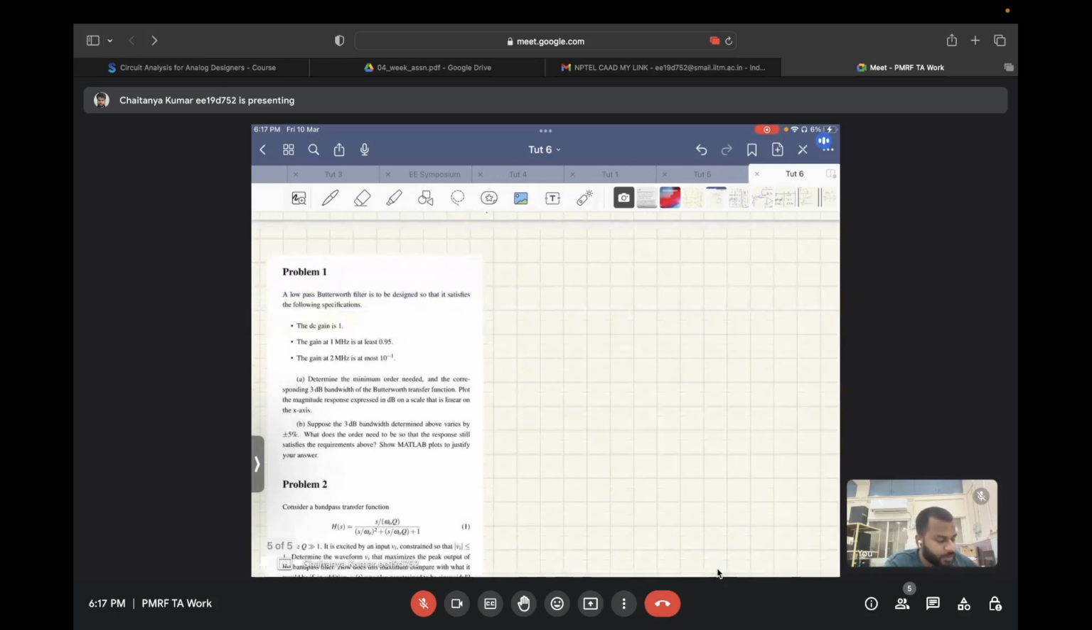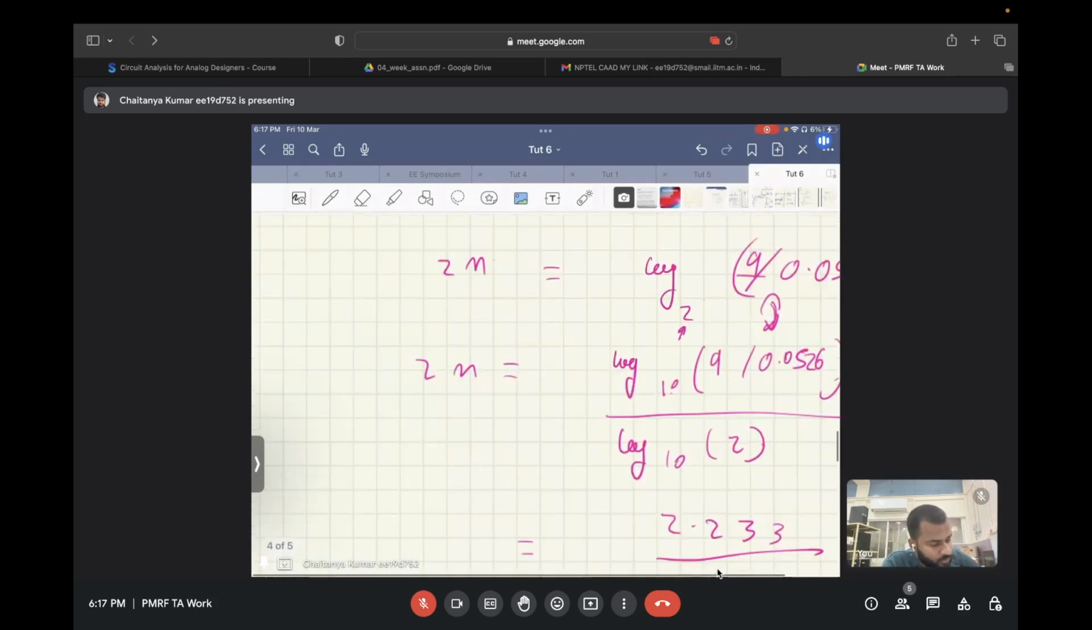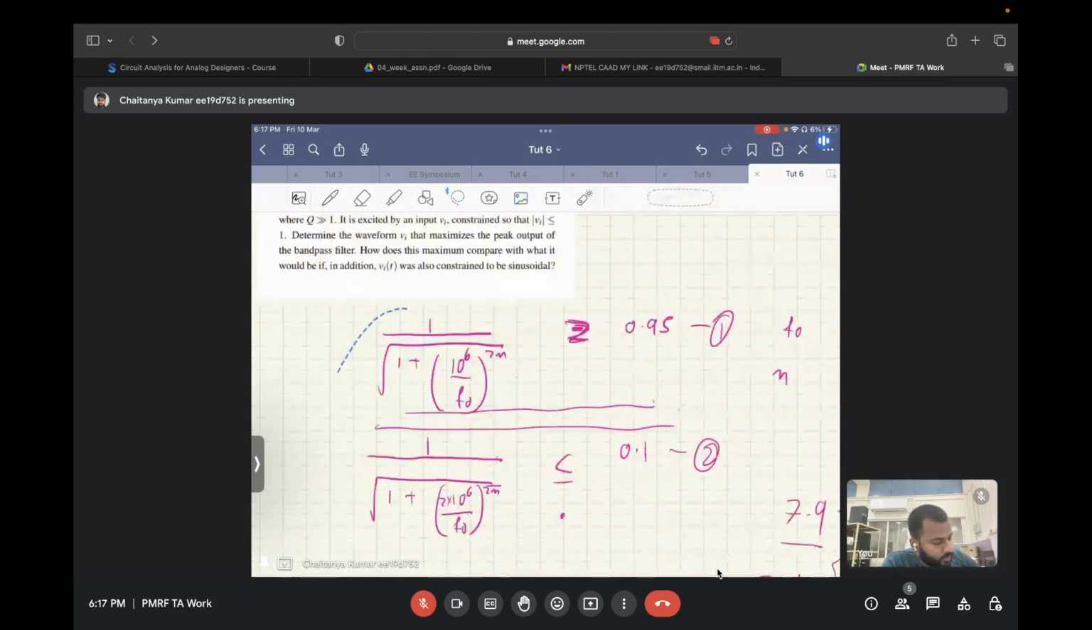So the next part is, suppose the 3 dB bandwidth determined above varies by plus minus 5%. What does your order need to be for the response to still satisfy this requirement? What we did previously is we assumed that nothing varies, and in that case we converted our inequalities into equalities. However, in this case we don't have that luxury. So let's get back to these two.